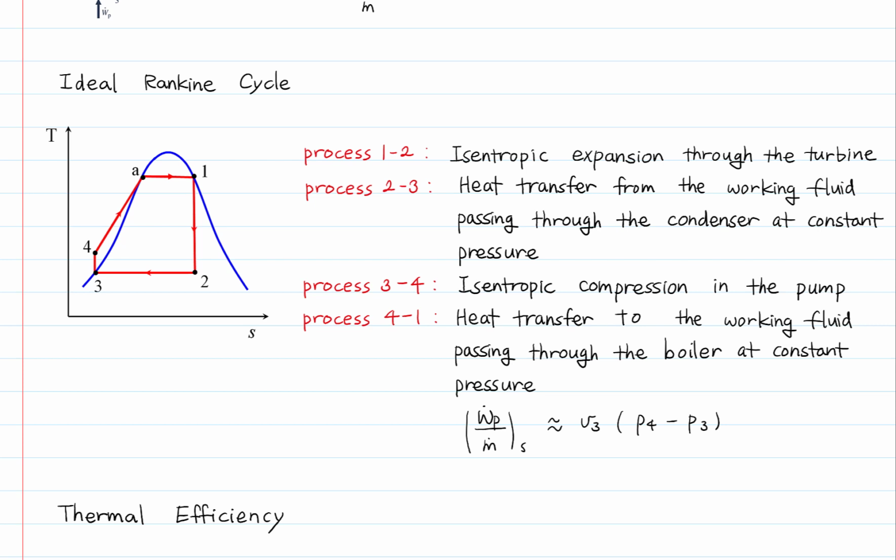Process 3-4, isentropic compression in the pump. The state 3 is the saturated liquid. The liquid is compressed from state 3 to state 4 isentropically. Process 4-1, heat addition through the boiler at constant pressure. The compressed liquid enters the boiler and is heated at constant pressure. The saturated vapor enters the turbine. This completes the cycle.